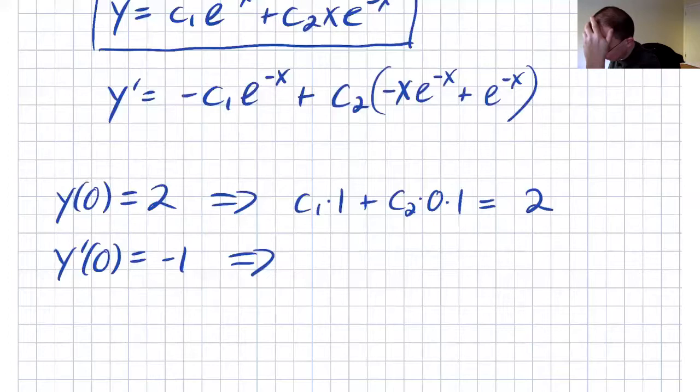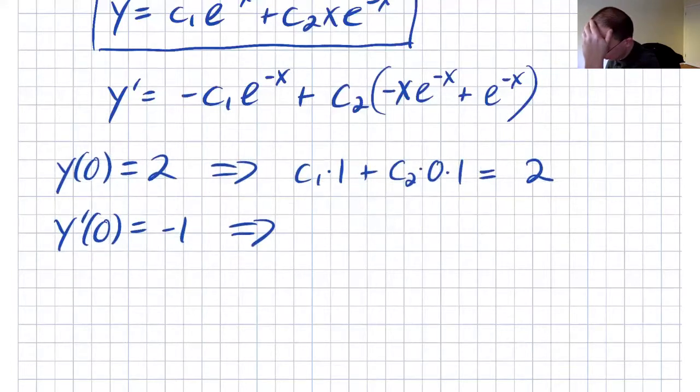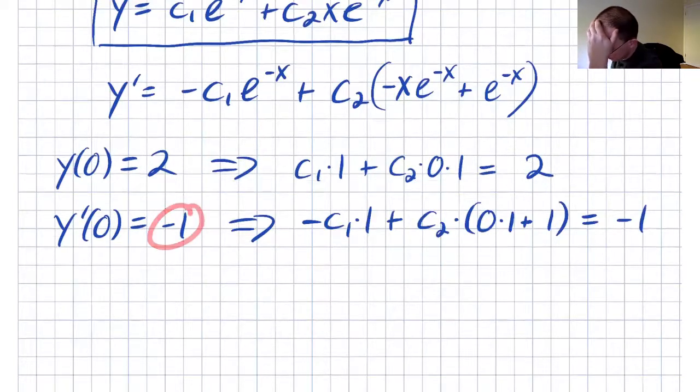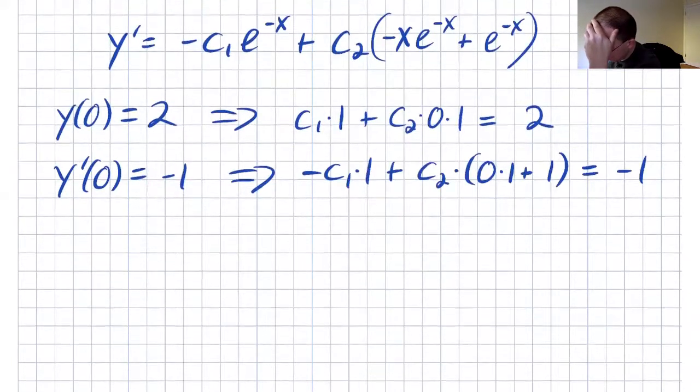So we can now substitute 0 into that and see what we get. So we'll have negative C1 times e^(-0), that's 1, plus C2 times 0 times 1 plus 1. And that is equal to negative 1 from this over here. Okay, let's simplify these equations. So therefore, we have C1 is equal to 2, and we have negative C1 plus C2 is equal to negative 1.